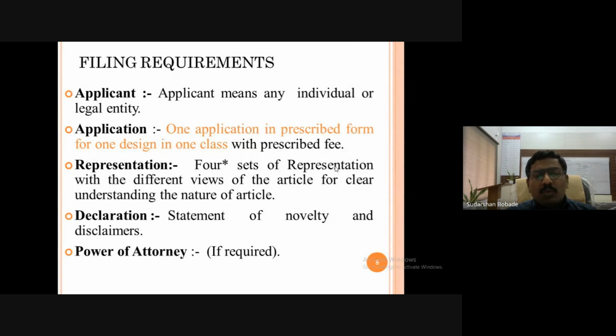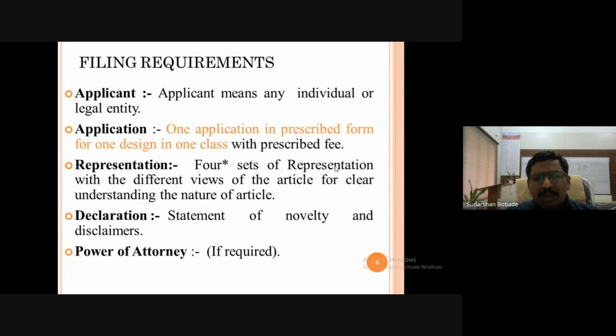If I am about to change the color, if I am about to change the design, but the object is about to remain the same, then it is not at all allowed to go with the same application form. For the single design, there should be a separate application required to be filed in view of examination. Next one, the representation sheet.